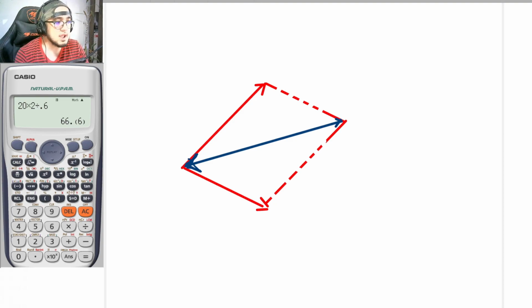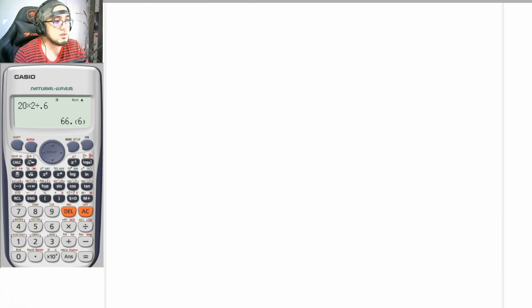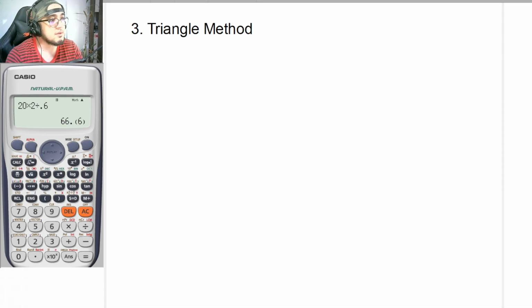Okay, proceeding to the next method. There is this thing which we call the triangle method. This method is kind of similar to your rectangular method, it's just that this is an analytical method. You can only make use of the triangle method if you have two coplanar vectors. More than that, you cannot use this any longer.